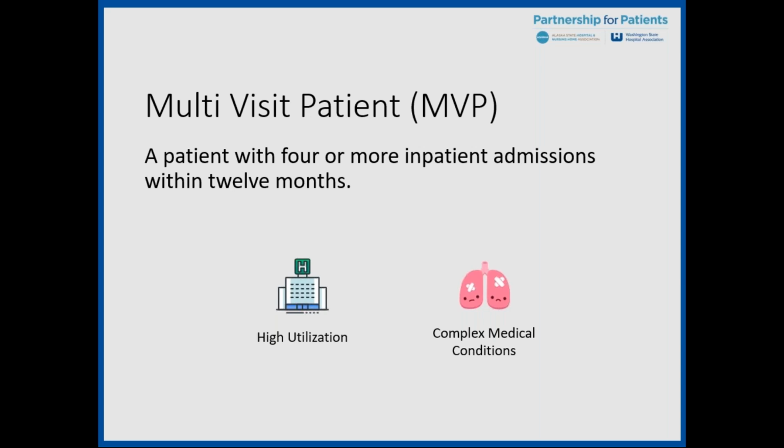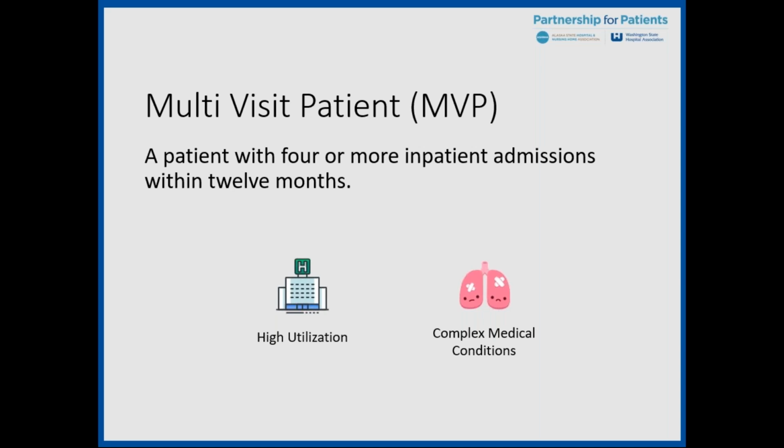So with that, I'll start off with what a multi-visit patient is, how we define it. It's a patient with 4 or more inpatient admissions within 12 months. And it is really strictly defined by utilization, not by their diagnosis. 4 or more inpatient admissions in 12 months is really the way to define it, and not further stratify it.